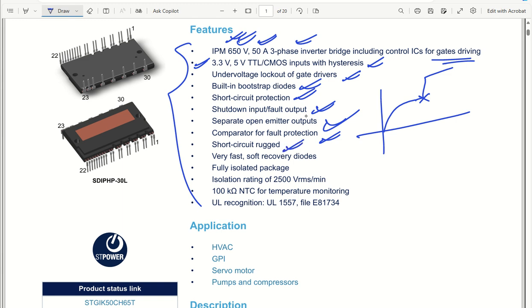We have a short circuit rugged design and a very fast soft recovery diode. Now we will talk about the fully isolated package. Coming back to the isolation rating, the isolation rating is 25 volt RMS. We have a 100 kilo ohm NTC for temperature monitoring, so we have an inbuilt NTC, which means we don't need anything from outside to see the temperature at the junction. At the same time it has been recognized by UL 1557, and the file number is E81734.